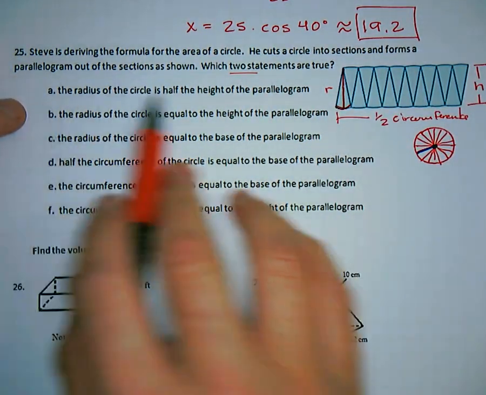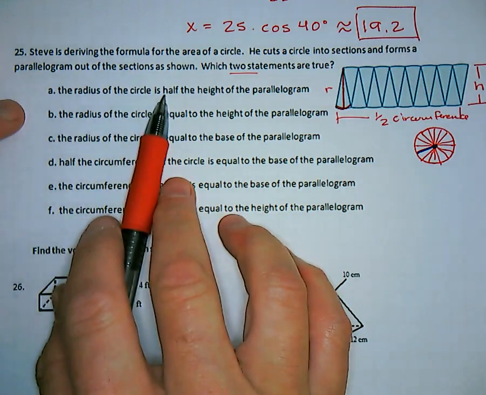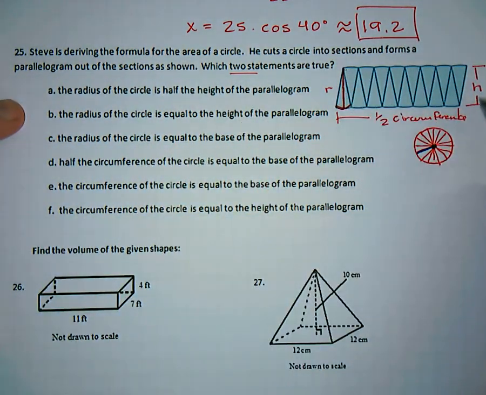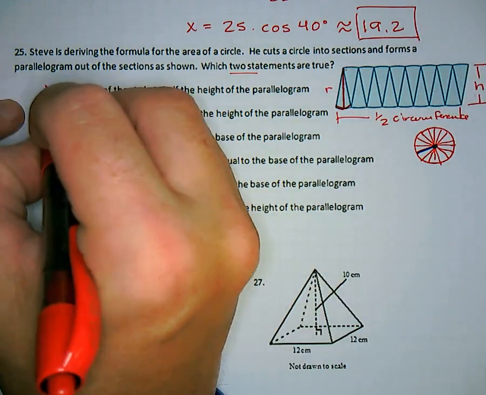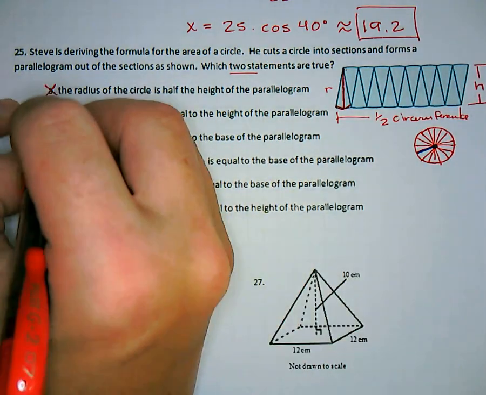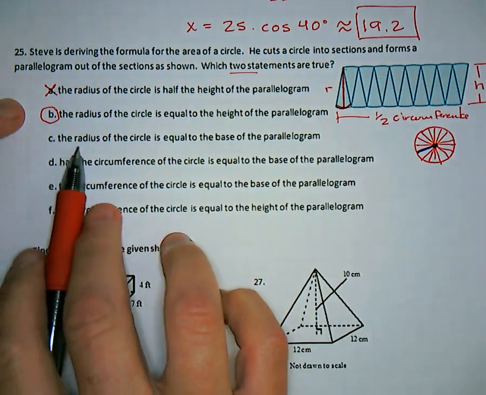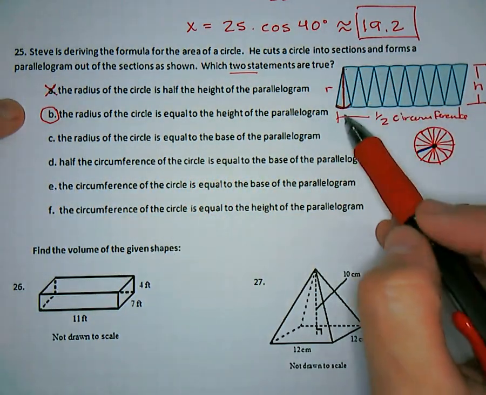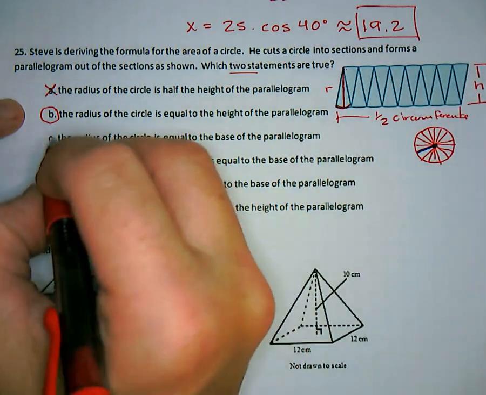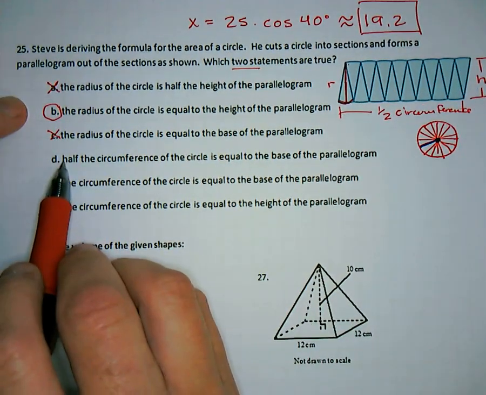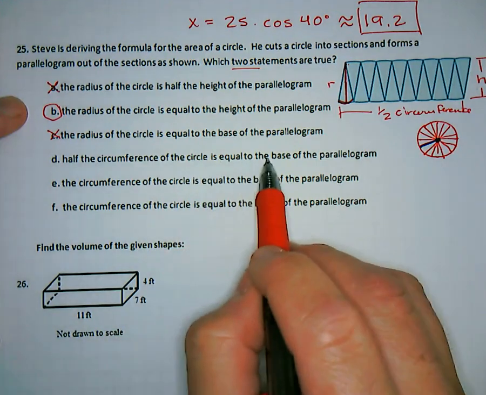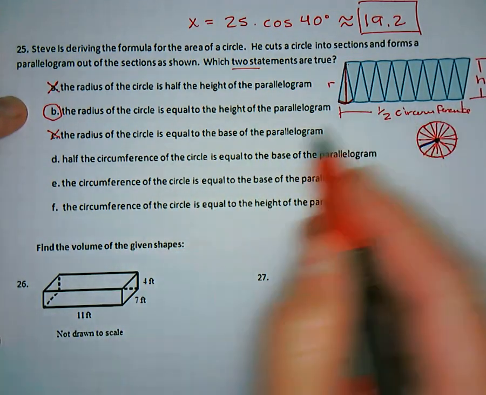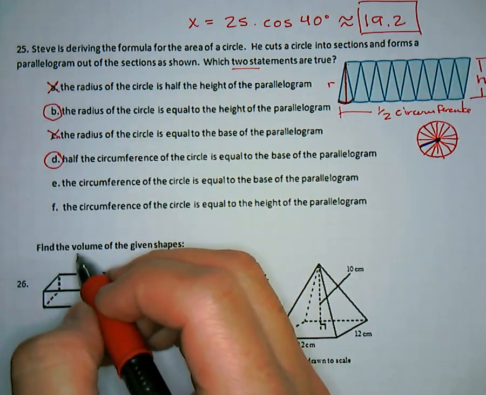So let's go line by line. The radius of the circle is half the height. Well, the radius is equal to the height. It's not half the height, it's equal to the height. That's why B is correct, A is not. The radius of the circle is equal to the base of the parallelogram. Well, this radius is definitely not equal to the base, so that's not true. Half the circumference of the circle is equal to the base. Well, yeah, this is our base of our parallelogram, and that's half of the circumference. So that's why it's going to be D.